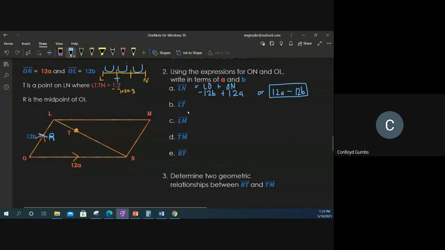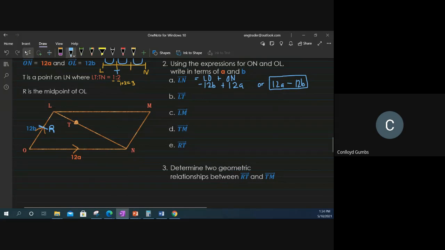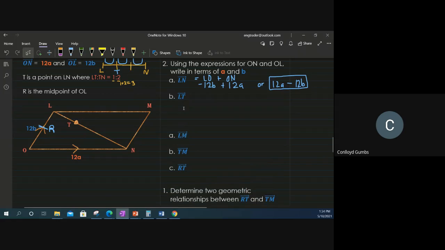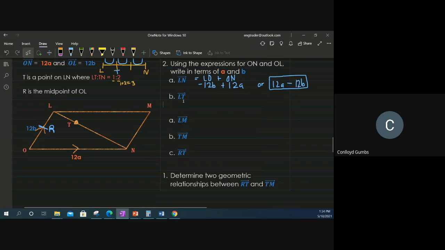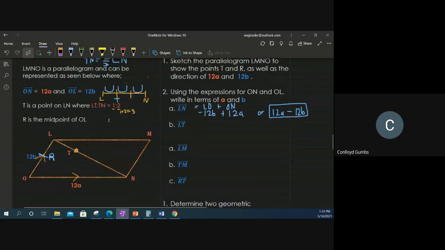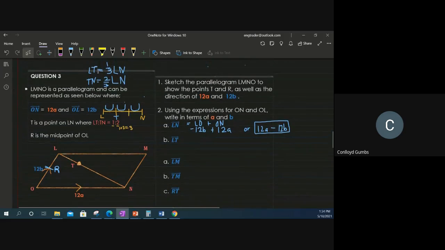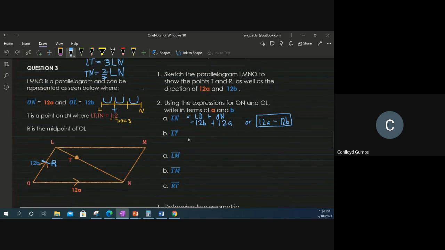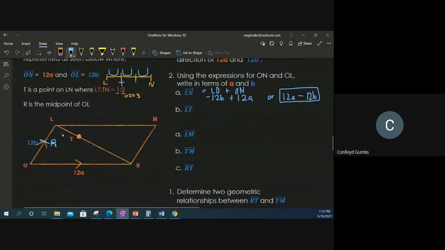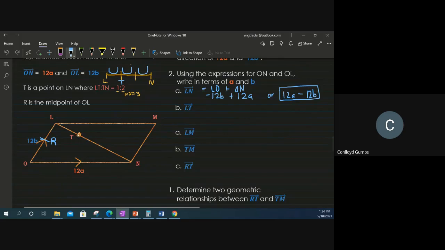Now, they're asking us to do LT. We need to do LT now. So if you're doing LT, we have to figure out a representation for LT, and that's what we did earlier. If you look earlier, we said LT is 1/3 of Ln. So L to T is 1/3 of Ln. Even here, we already made that dot. So L to T is 1/3 of Ln.